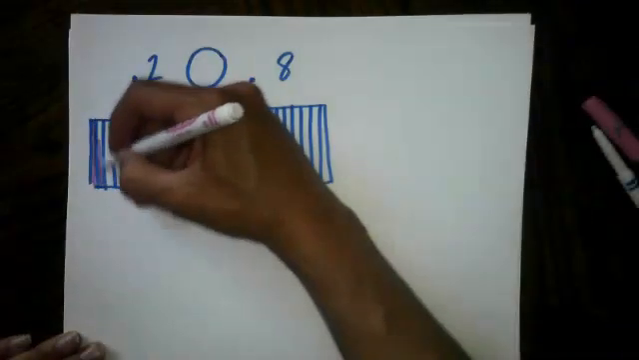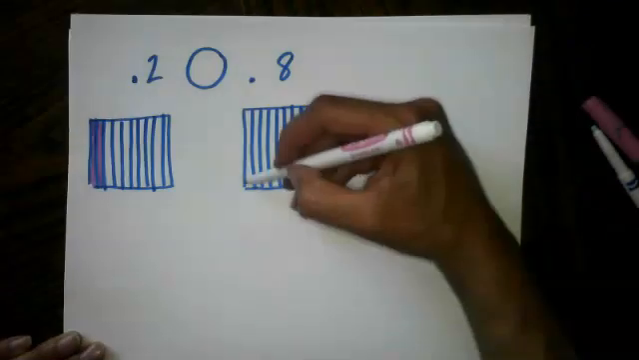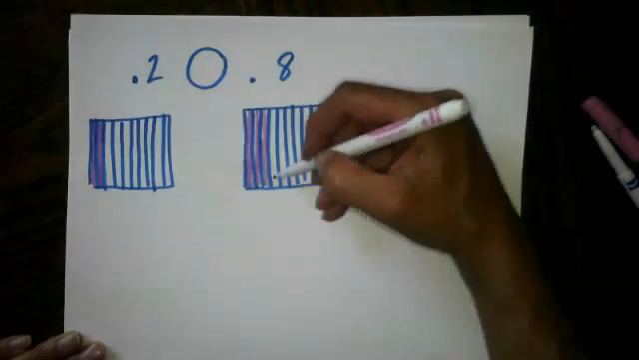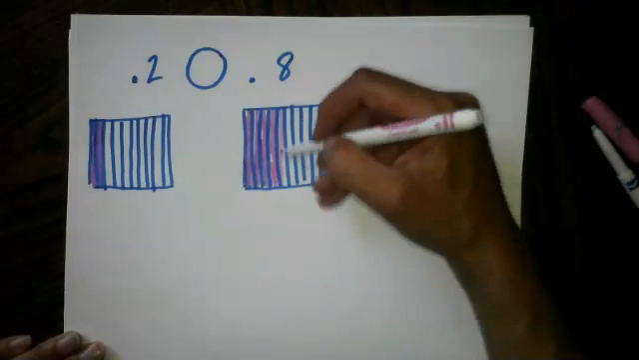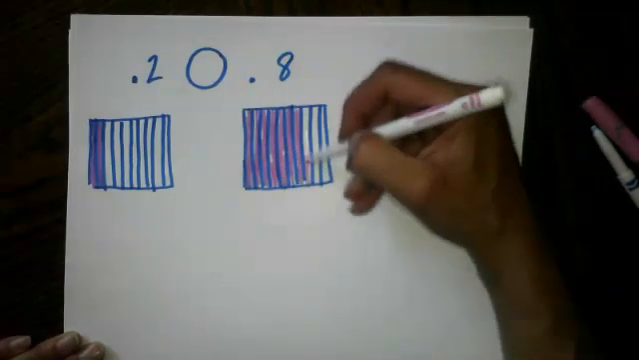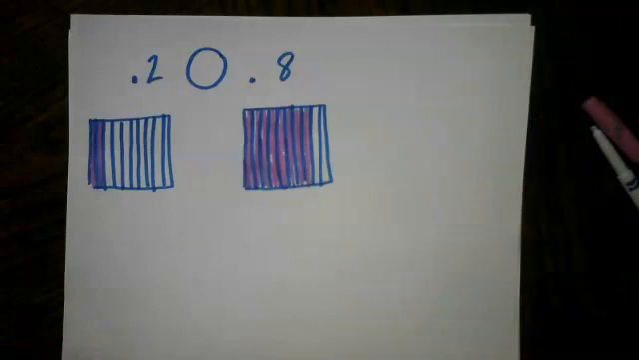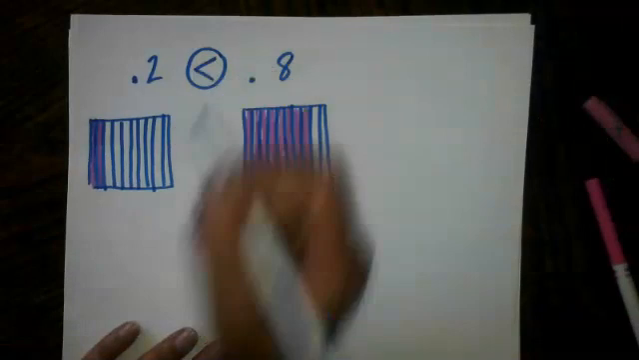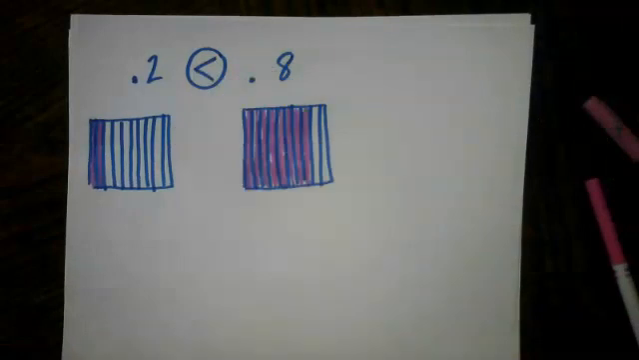All right. So in this one, I'm going to color in 2 tenths. 1, 2. And in this one, I'm going to color in 8 tenths. 1, 2, 3, 4, 5, 6, 7, 8. So I'm sure many of you were able to predict that in your head, that 2 tenths is less than 8 tenths. So we would say 2 tenths is less than 8 tenths, like that.